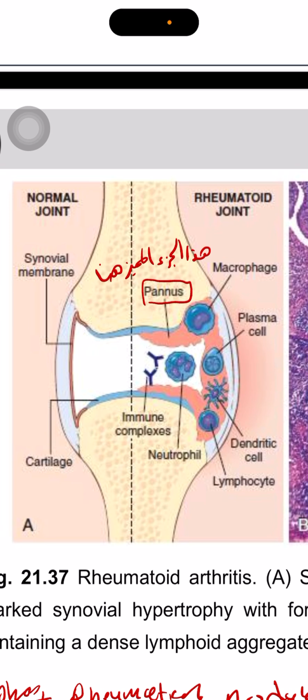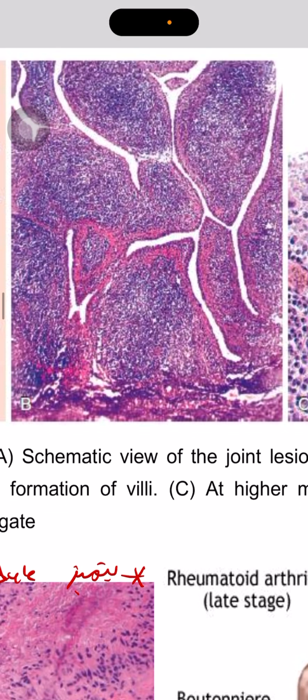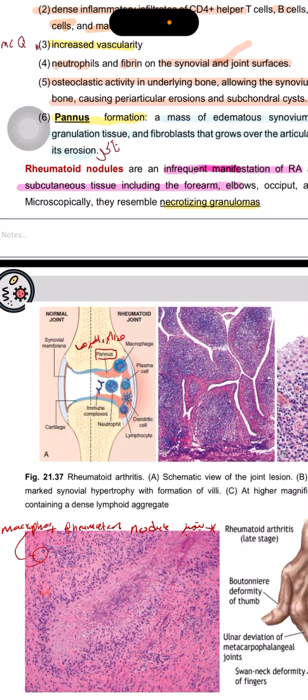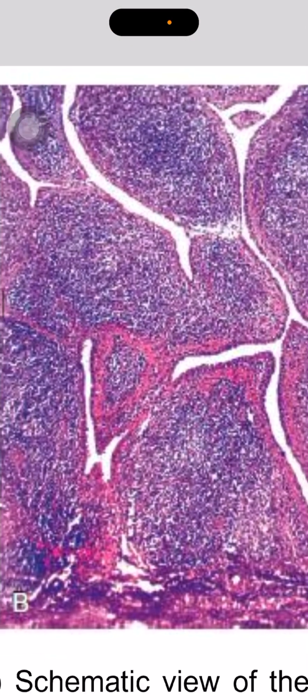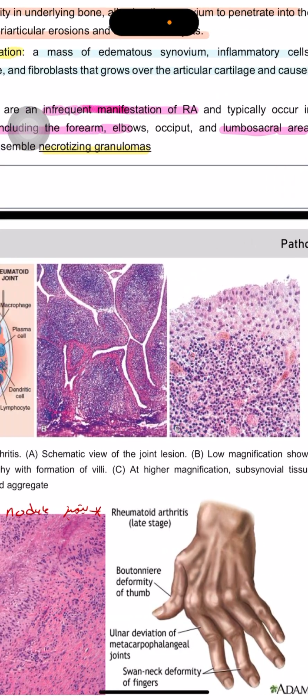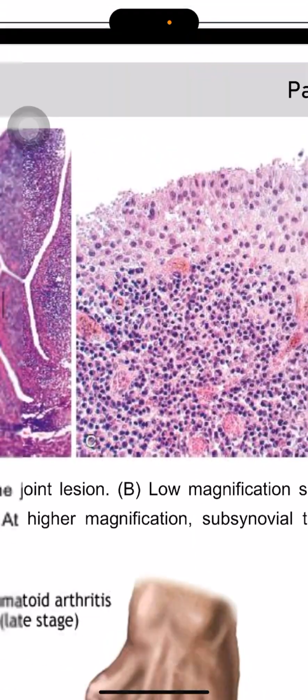All these occur in the synovial cavity, particularly in the synovial membrane. And this pannus is the dead tissue of the joint, or the damaged tissue of the joint. B shows under the microscope synovial hypertrophy with formation of villi. We see here hypertrophy and villi. At high magnification of the synovial tissue, there will be lymphoid aggregates. All these are lymphocytes.